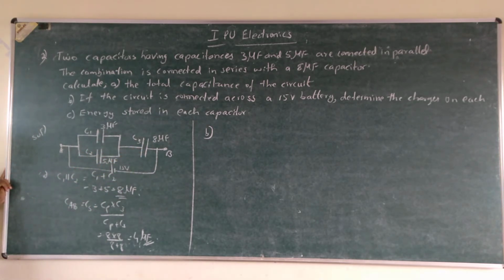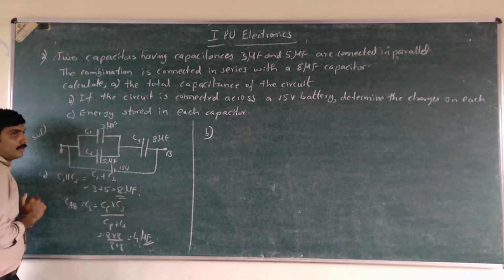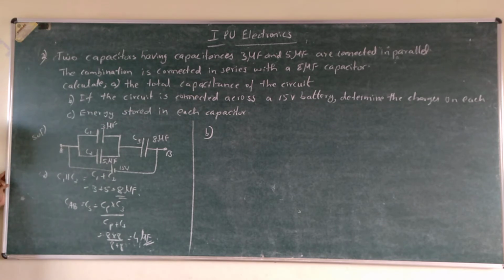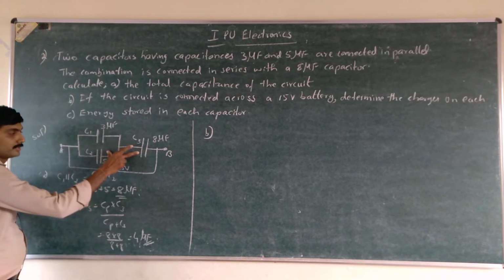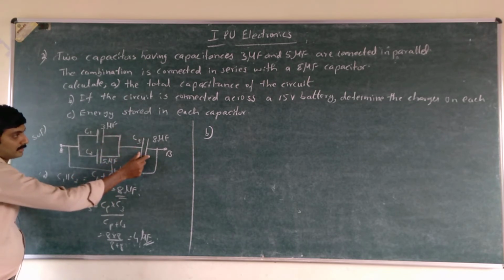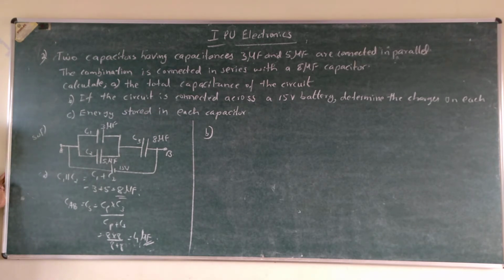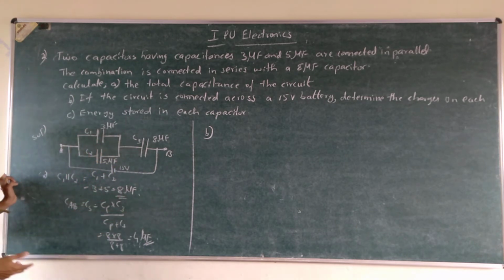And how do you find out the charge on the individual capacitors? See, charge remains the same across each capacitor in a series combination, but this effective capacitance is in series with C3. Then how do you find the charge on each capacitor? If you connect a 15 volt power supply across the three capacitors, the charge remains the same on C3 and the effective capacitance of C1 and C2. First find out that. The charge stored in the capacitor C3 is also equal to the charge stored by the effective capacitance.